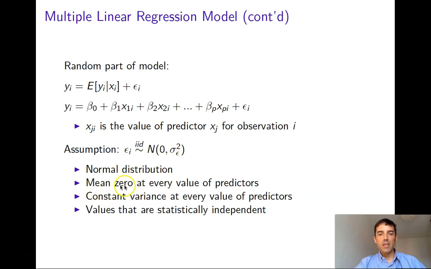We assume that they have a mean of 0 at every value of the predictors. That means that it's an unbiased predictor. It doesn't tend to overpredict or underpredict for different values of the predictor. It's always equally likely to be positively in error or negatively in error. The third assumption here is that there is constant variance at every value of the predictors. This is called the assumption of homoscedasticity. And then finally, the observations, the values x, y, and the residuals are statistically independent, meaning every observation is independent of each other.